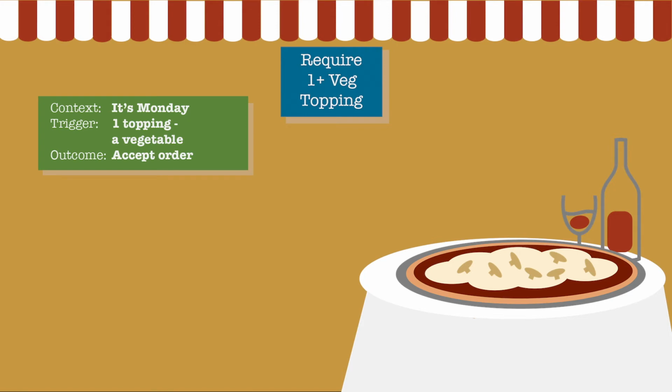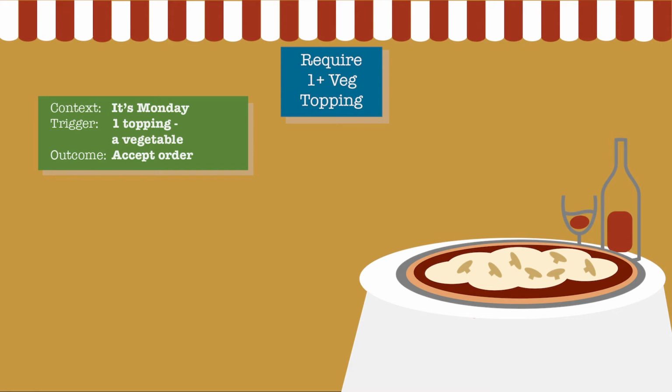You can see that there's a certain structure to green example cards. They describe the context, the trigger, and the outcome. Think of the context as how the world has to be for this rule to apply. In this case, the context is, it's Monday. That means the Healthy Pizza Monday story and all the rules that make up that story only apply on Mondays.